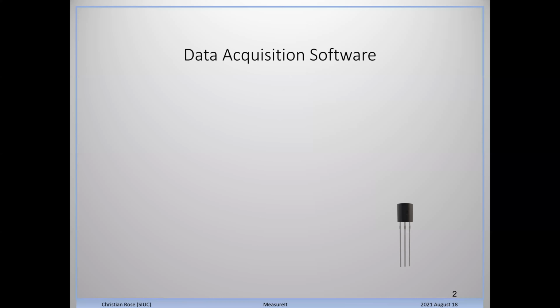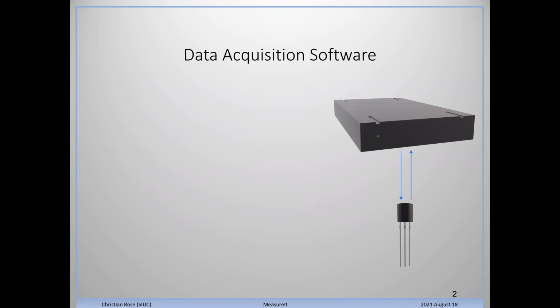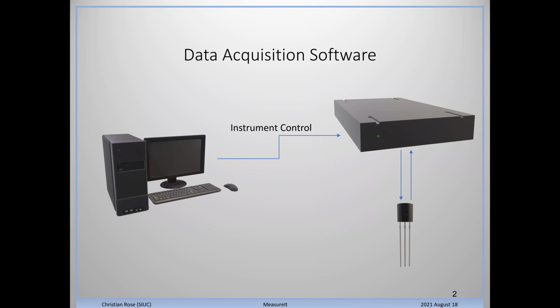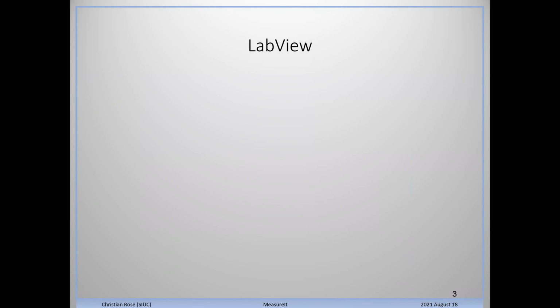They would need equipment to supply a voltage and measure the resulting current. The user then needs a means of controlling the instrument to set the desired parameters. The acquired data from the sample must also be communicated to the user in a practical format for analysis. The current industry standard for data acquisition is a commercial software known as LabVIEW.